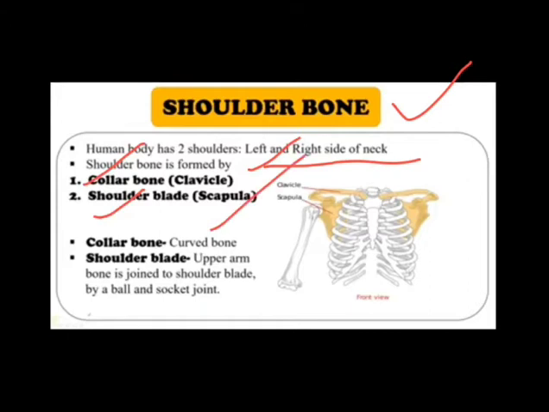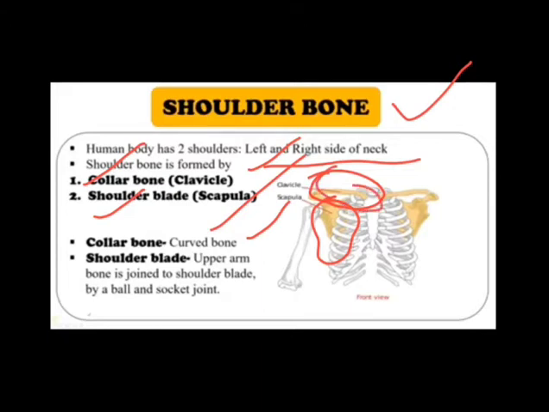You can see in this diagram also, this is the clavicle bone or the collarbone, and this part is known as the scapula. So we have two shoulders, and the shoulder bone is formed by the collarbone and the shoulder blade. The shoulder blade is also known as scapula, and the collarbone is also known as clavicle. The collarbone is a curved bone, right? You can see in this diagram also, this is a curved bone.